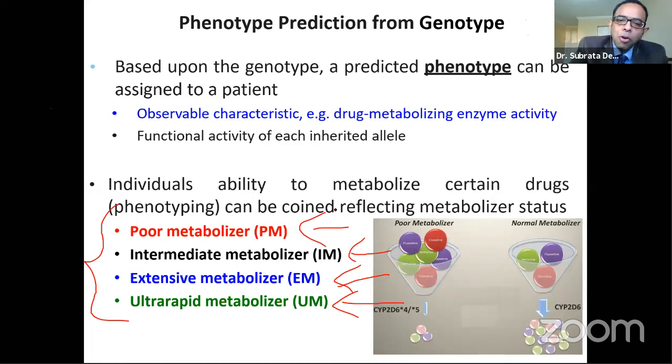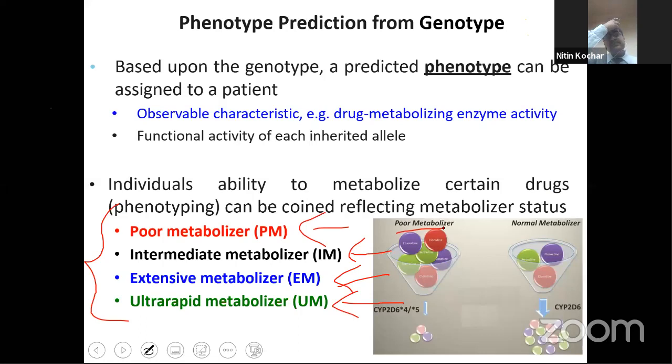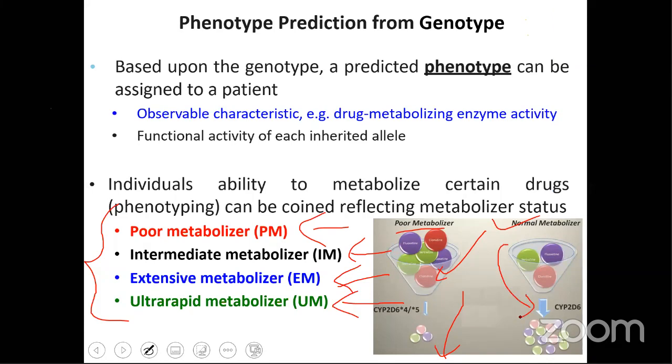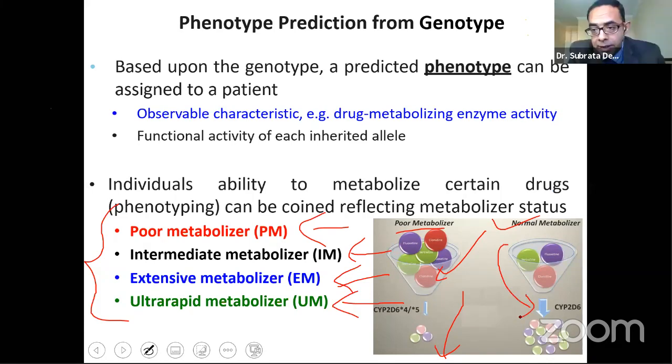So a poor metabolizer is a class of people who can't biotransform the drug, can't filter the drug. As you can see, all these medications are stuck on the top of the funnel, so they can't come out and get excreted. On the opposite, normal metabolizers come through the funnel and they're filtered. Eventually, they are excreted in the urine. So that's the difference.